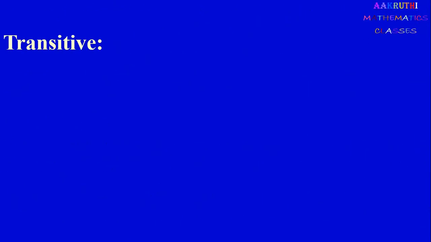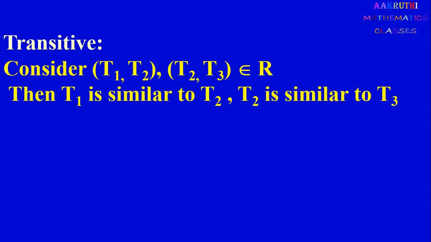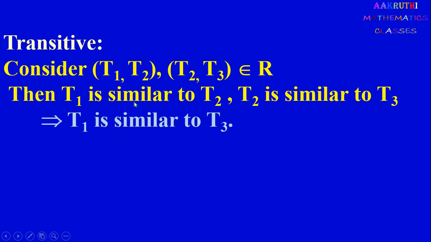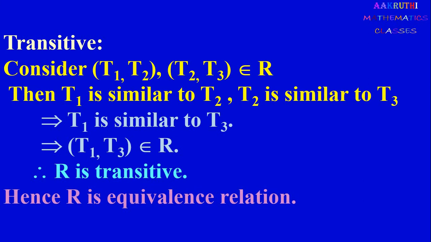So next we consider transitive. We take (T1, T2) and (T2, T3) belongs to R. That implies T1 is similar to T2 and T2 is similar to T3. Then T1 is also similar to T3. Therefore (T1, T3) belongs to R. So therefore this relation is transitive. So this relation is reflexive, symmetric and transitive. It is an equivalence relation.